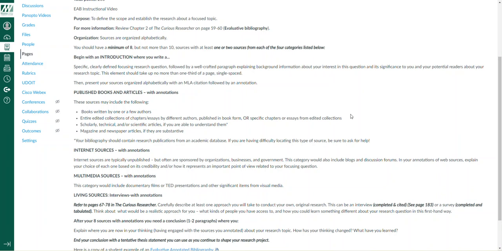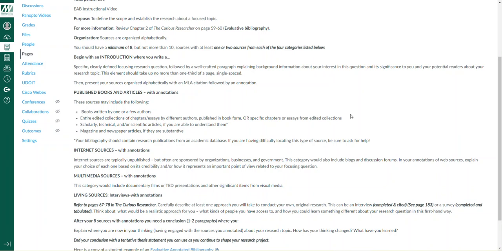These sources may include the following: books written by one or a few authors, entire edited collections of chapters, essays by different authors, published in book form, or specific chapters or essays from an edited collection. Yes, you cite the book, but you don't have to use the whole book. You can use a specific chapter. Okay. Scholarly, technical, and or scientific articles, if you're able to really understand them.